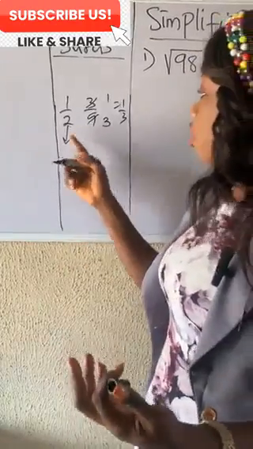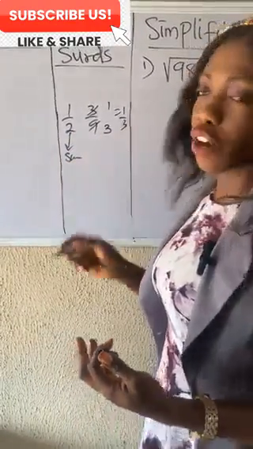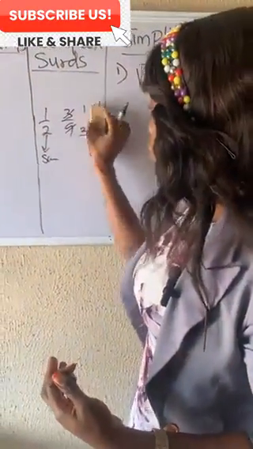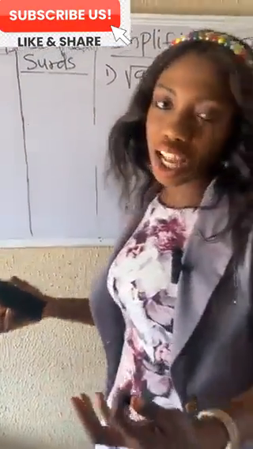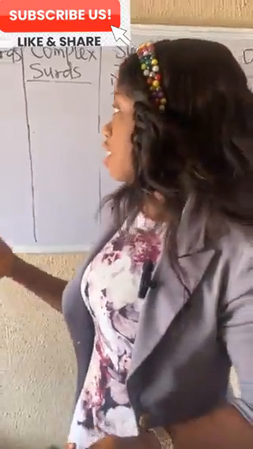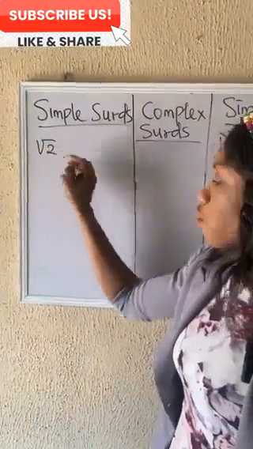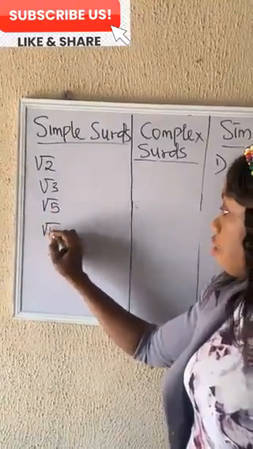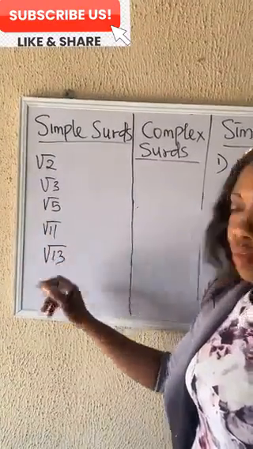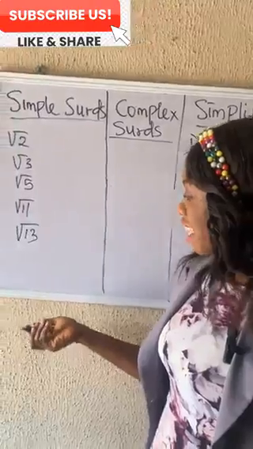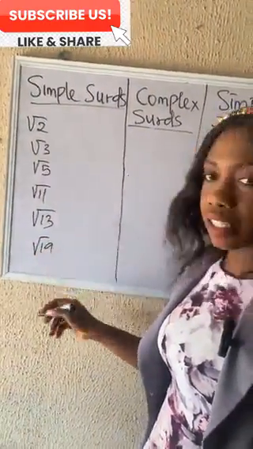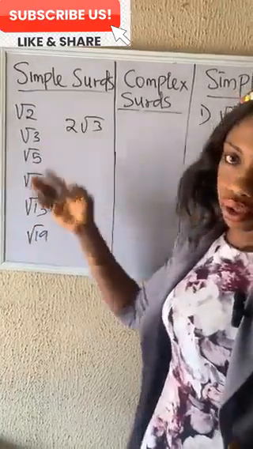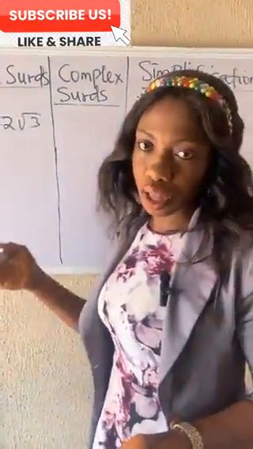So when you have fractions, there are simple fractions and there are also complex fractions. So in sods also, there are simple sods, those sods that are always in their lowest form. And let me give you instances of those sods. You can have sod 2. You can also have sod 3, sod 5, sod 11, sod 13. You can also give me your own instances. We have sod 19. You can also have 2 sod 3. All these are simple sods because you cannot reduce them anymore.